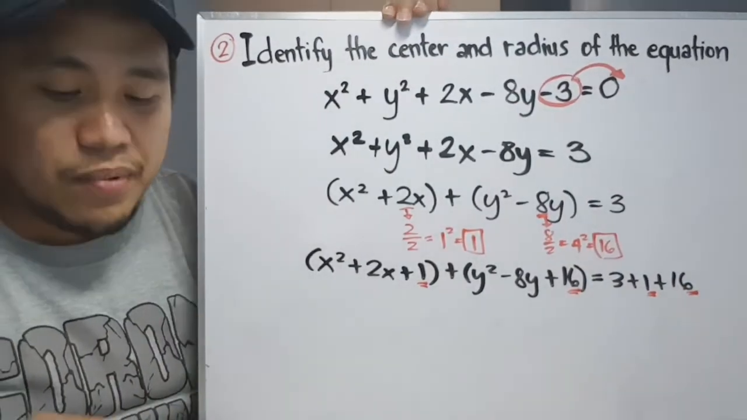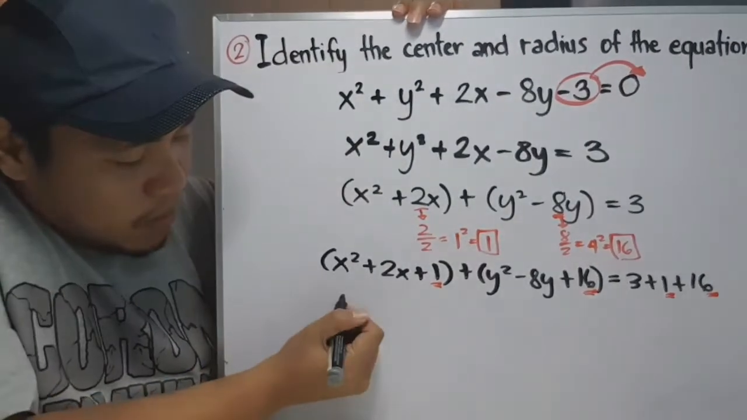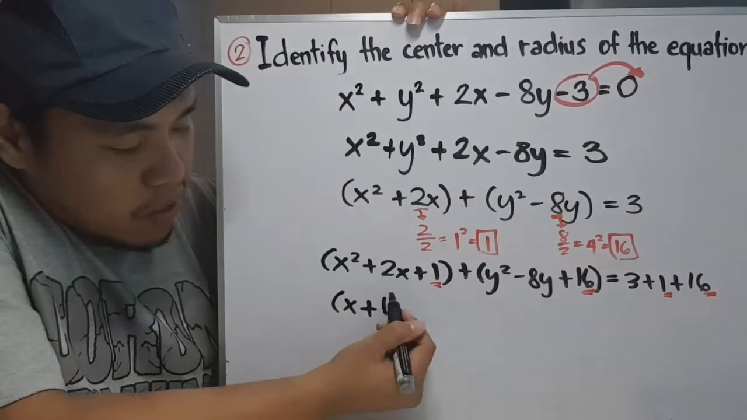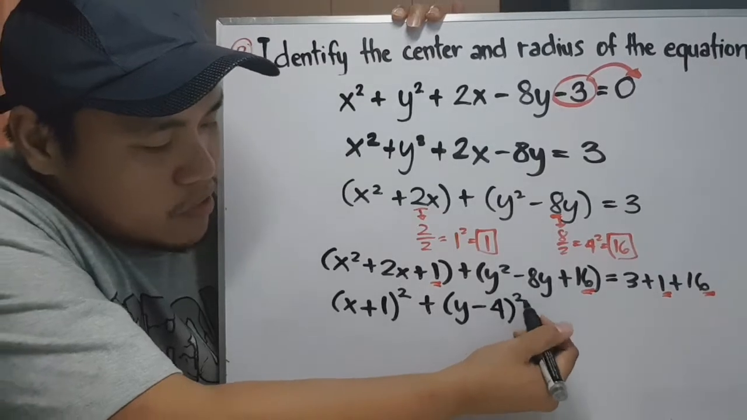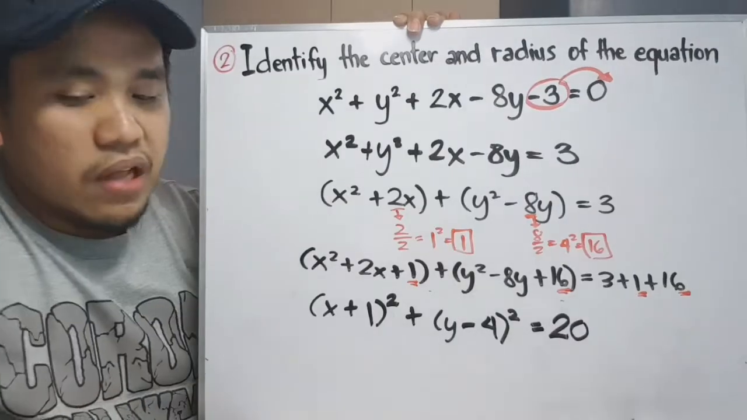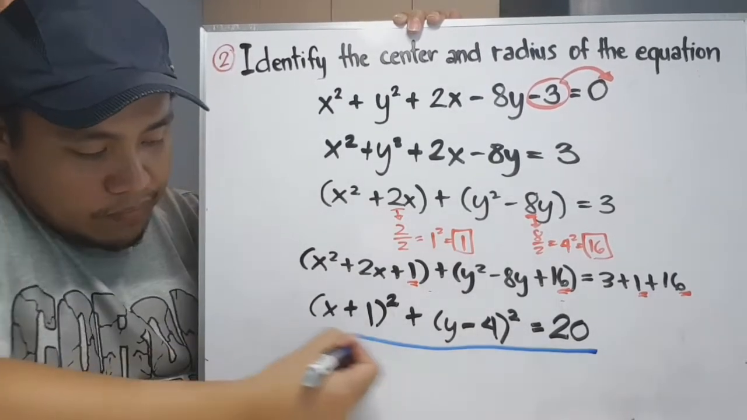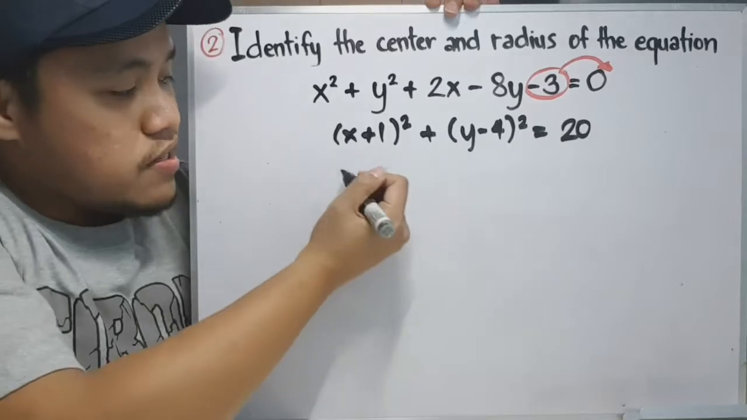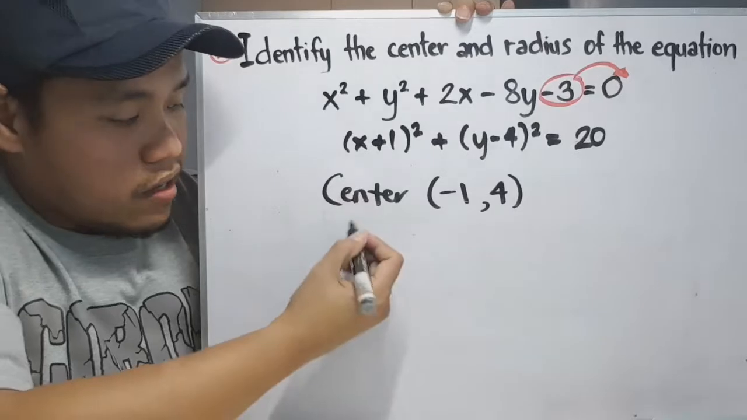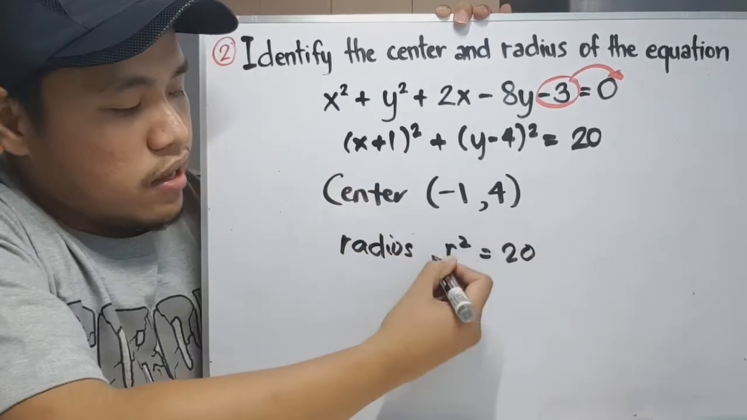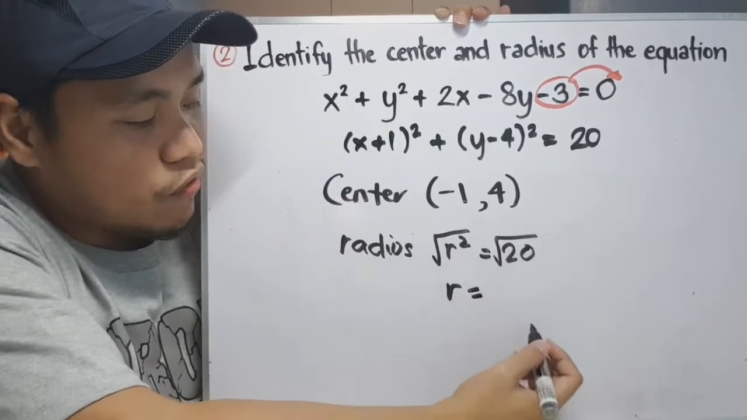So now, the next step is we need to factor this out in square of binomial. So now, we have the standard form of the equation of our circle. In this case, the center is given by -1, 4. Now, for the radius, again, get the square root of this. So we will have r is equal to square root of 20.